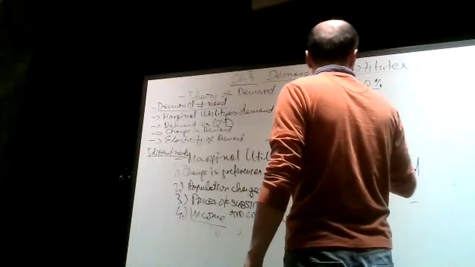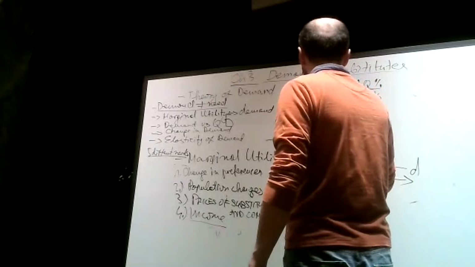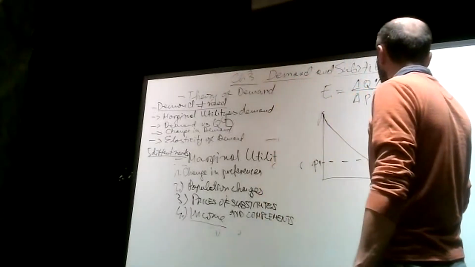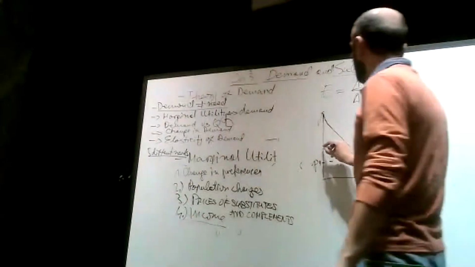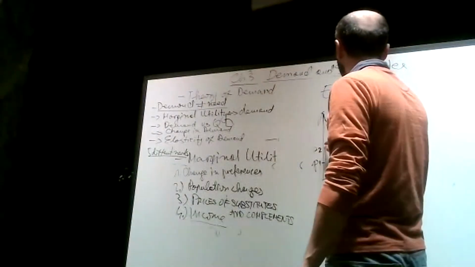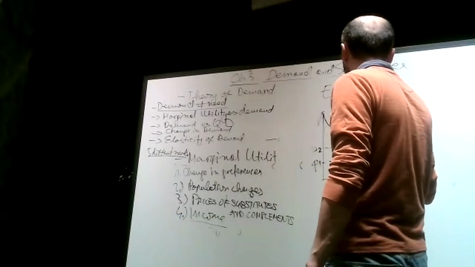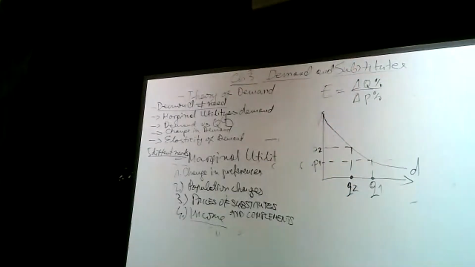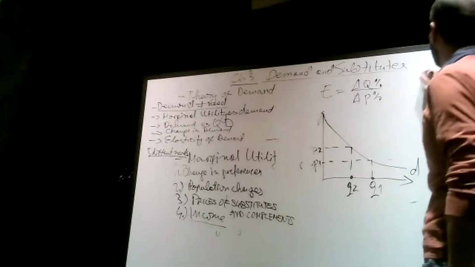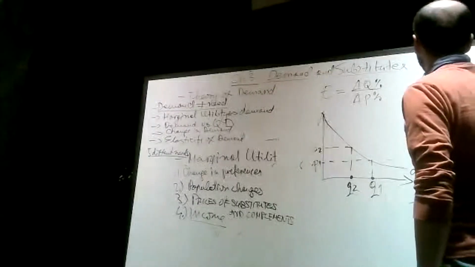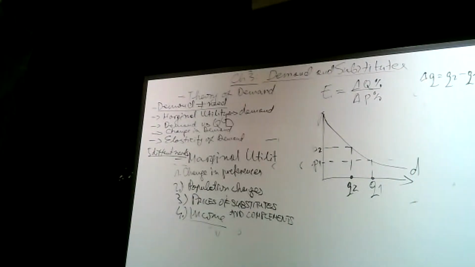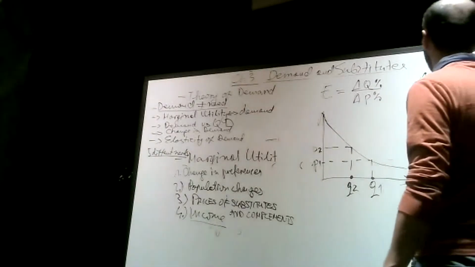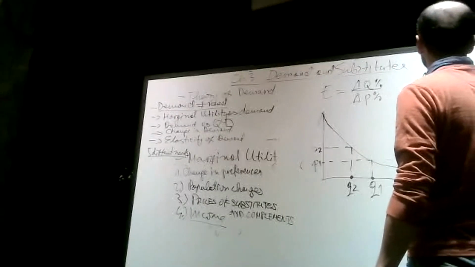This is the demand curve. This is P1. This is Q1. Let's say that the price increased to P2, and quantity demanded dropped to Q2. So now what is delta Q? Delta Q is Q2 minus Q1. And delta P is P2 minus P1.